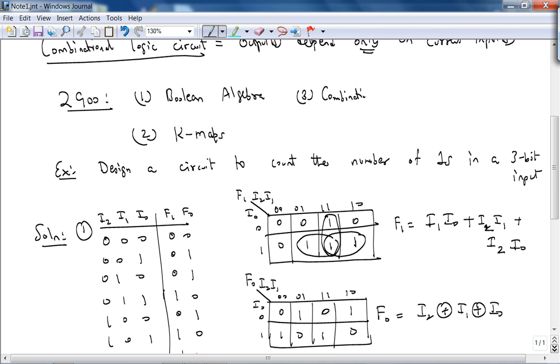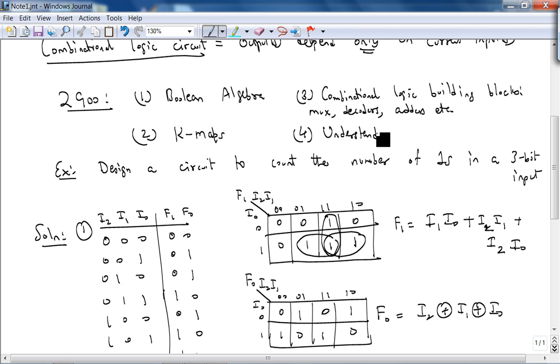Building blocks such as muxes, multiplexers, decoders, adders, etc. And then the main thing we did in 2021 is understand the FPGA design flow. But 2900 is pretty straightforward.